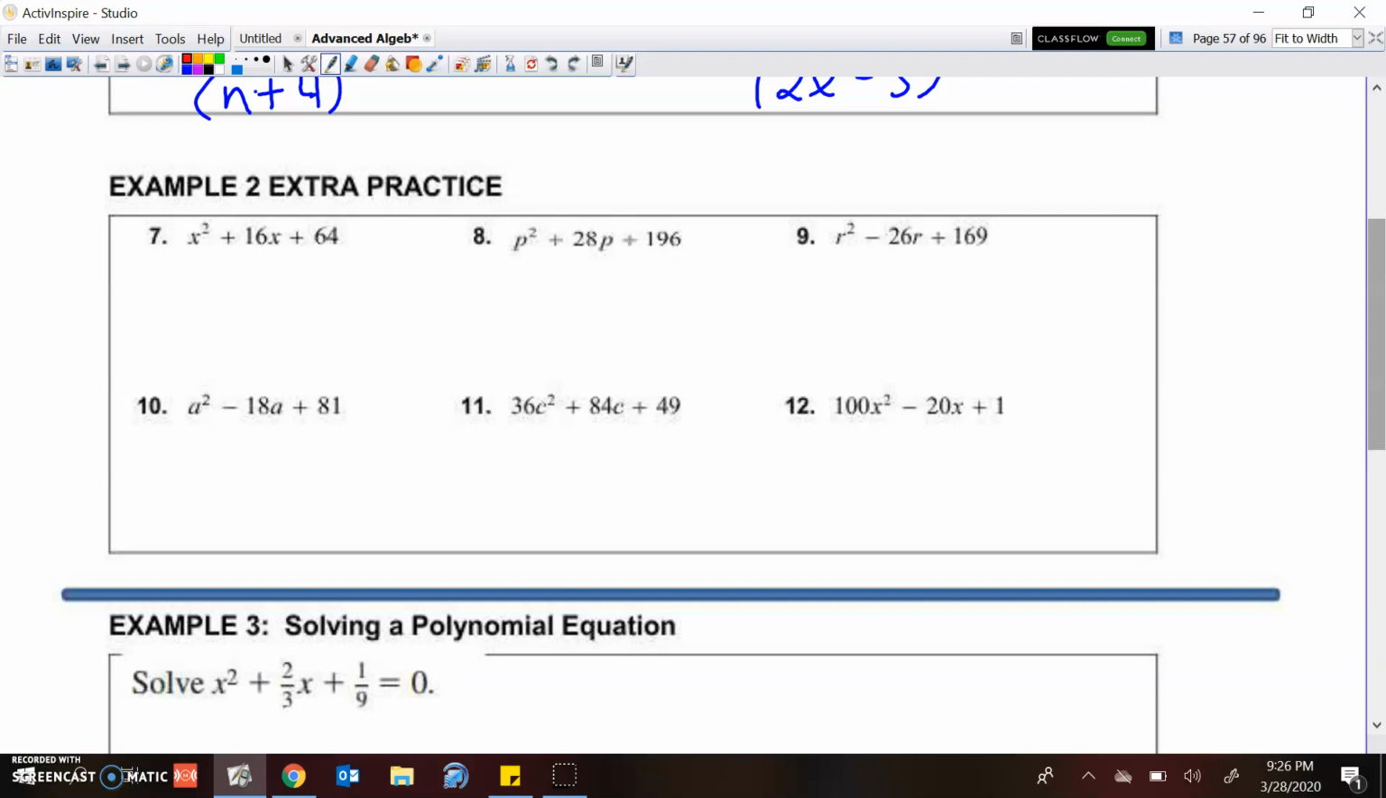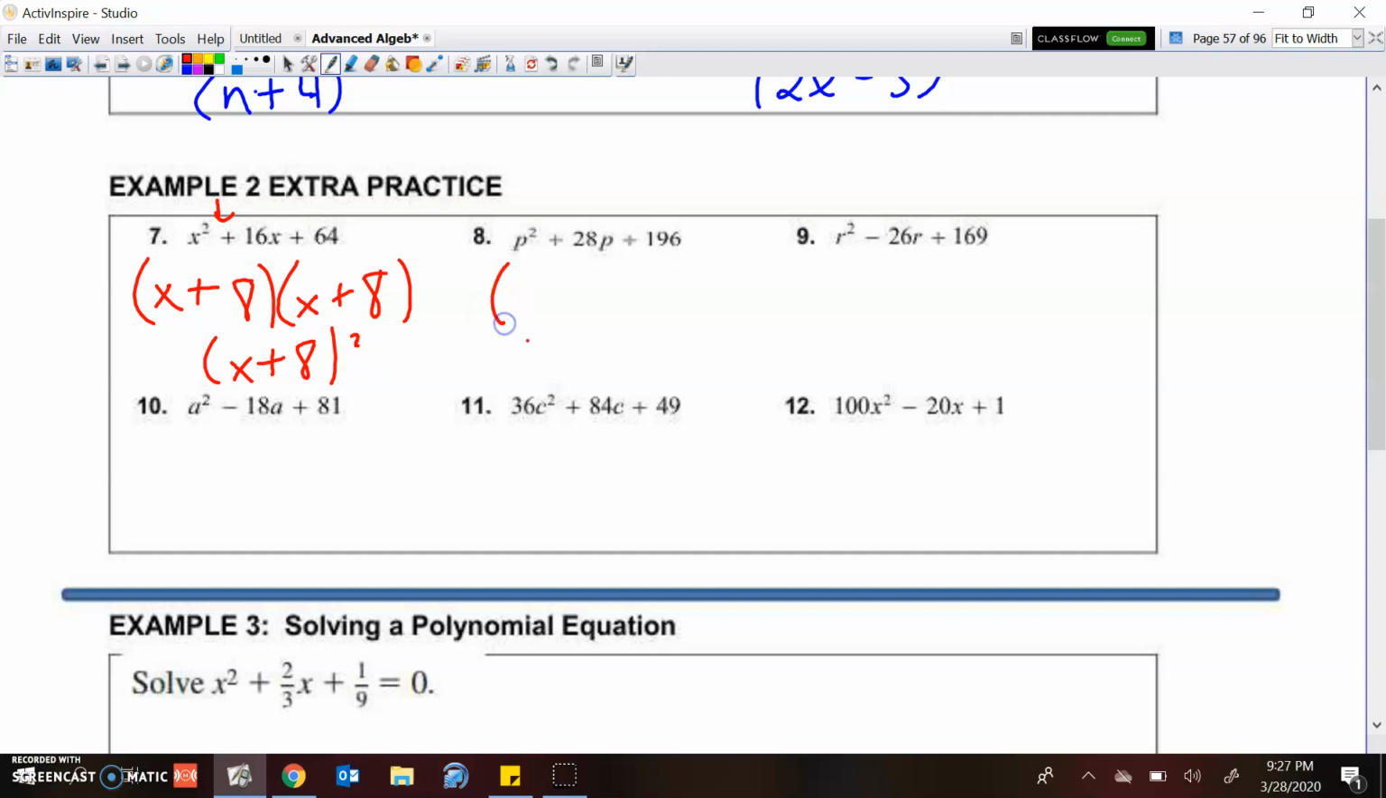I'm going to work through these. Feel free if you want to pause it, try them yourself, and then check your work. That's a great idea. But this one is going to simplify into x and x. Square root of 64 is 8 and 8. We have all plus signs, so this is a plus plus. So in the end, my answer is x plus 8 squared.